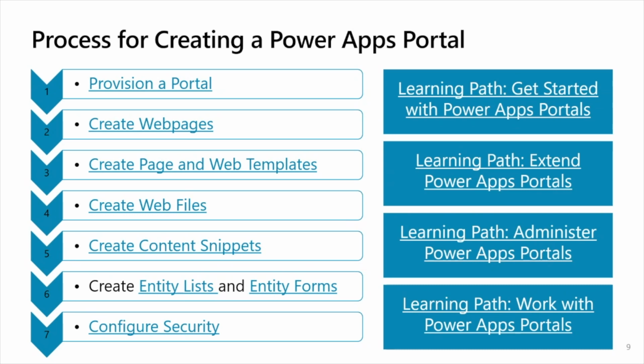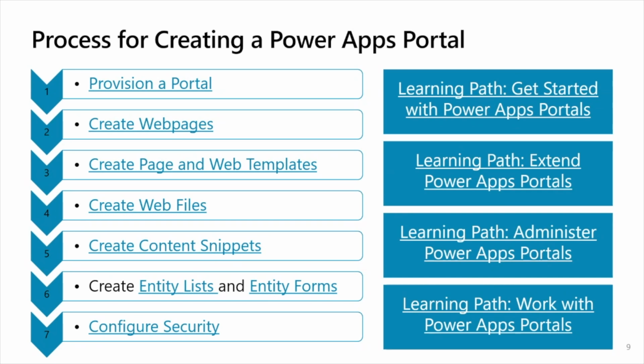The next step is to create web files and your content snippets. These are the different components that are going to go into those individual pages that you're creating throughout your website. When you want to surface data from Dynamics 365 finance and operations or other data sources, or have a way for your external users to interact with you and save that data, we create entity lists and entity forms. These two concepts are very similar to the model-driven app concepts, but we'll be diving into what's special and different from a Power Apps portal perspective for you as well.